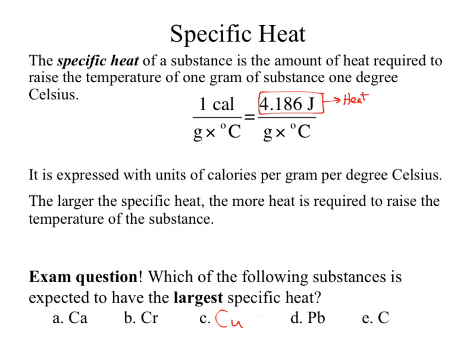Okay. So the bigger the value, the better it transfers heat, or sorry, the worse it transfers heat. Okay? Can we change that around? Make that statement make a little more sense. Bigger specific heat means bad heat transfer.